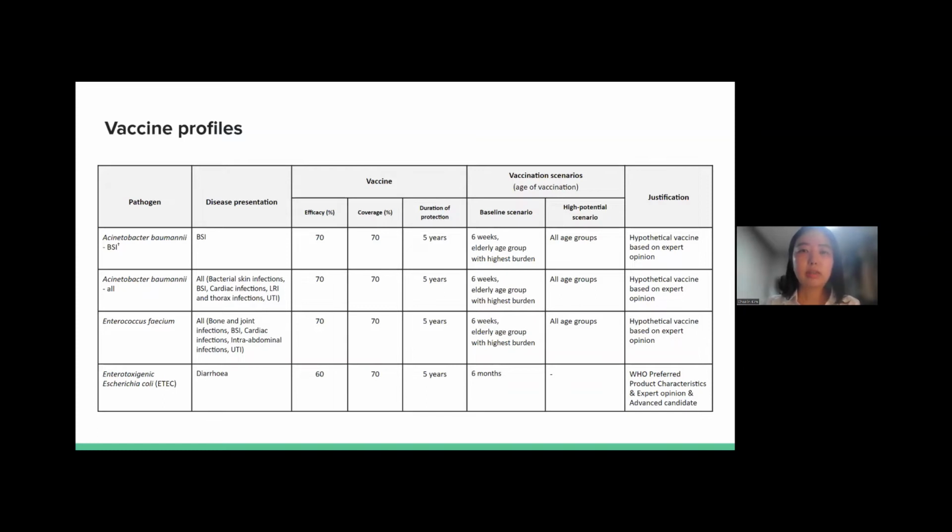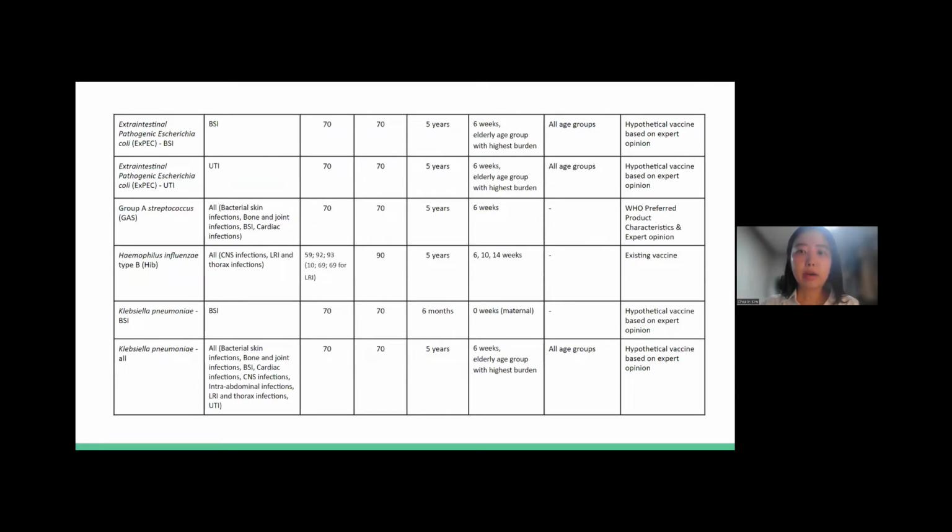So this is a table of vaccine profiles that we developed. And here we applied the proportion burden reduction based on coverage and efficacy to target population based on the age of immunization, disease presentation that the vaccine targets. So for example, the assumption for the Group A Streptococcus vaccine is that potential future vaccines would target Group A Streptococcus infections with all types of disease presentation with 70% efficacy and 70% coverage.